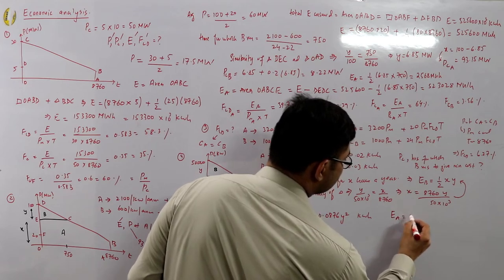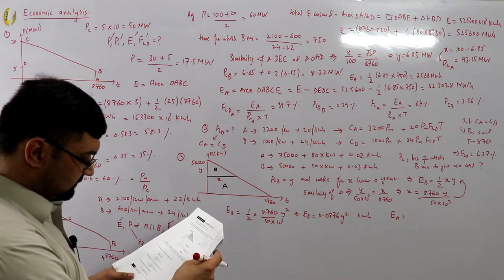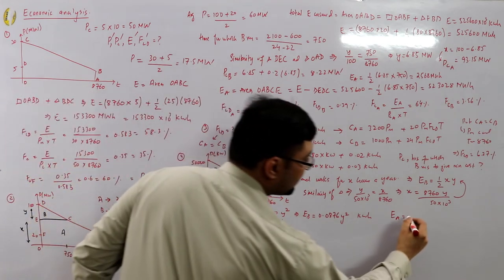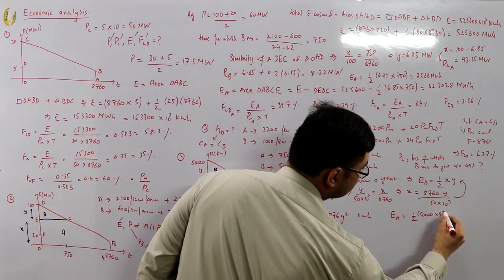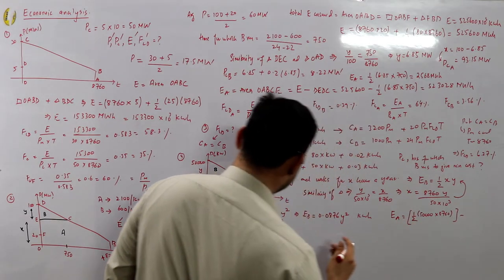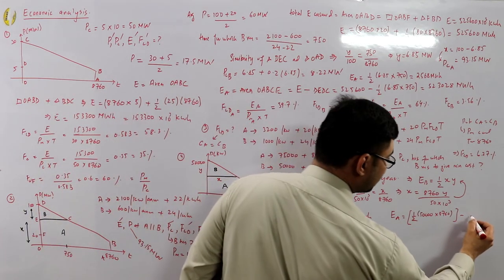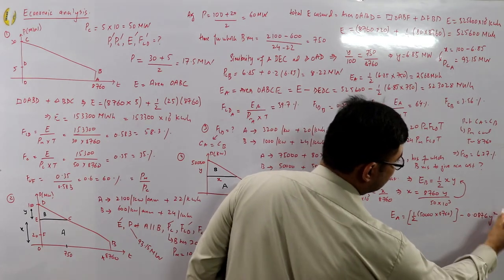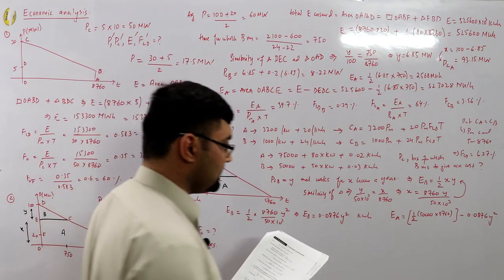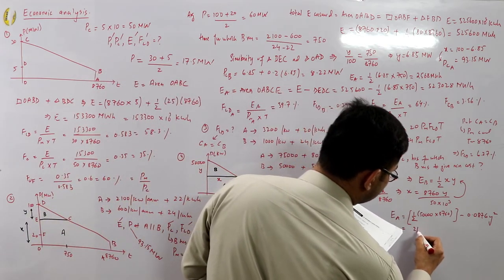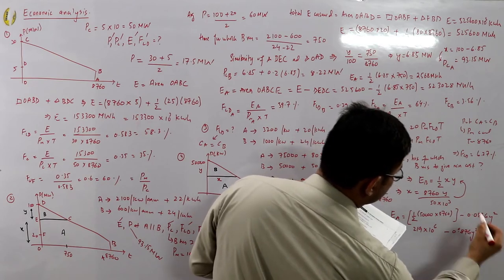Similarly, the energy delivered by the base load station EA would be the whole energy under the curve. The whole energy under the curve is 1 over 2 times 50,000 into 8760, minus the energy that is being supplied by B. So this whole minus this thing, minus 0.0876 Y squared. Yes? Yes, sir. We can simplify it further. This would be 219 into 10 to the power 6 minus 0.0876 Y squared.